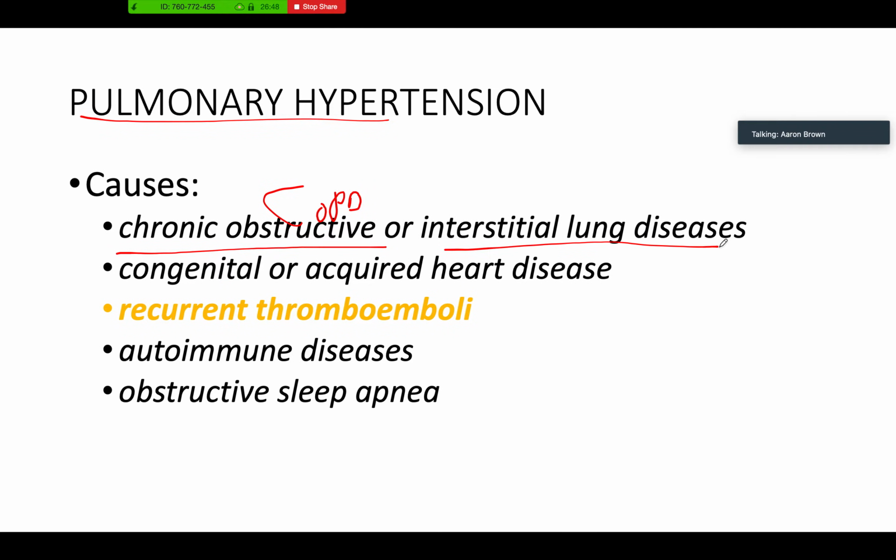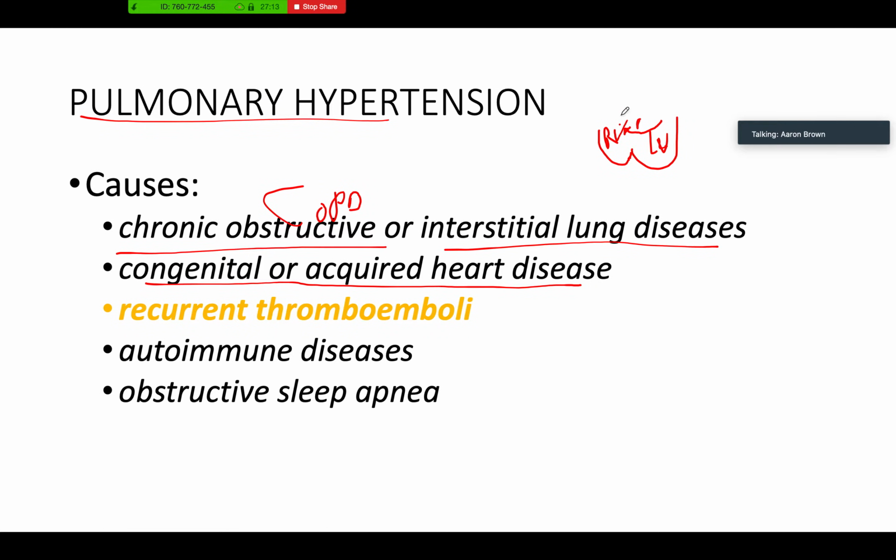Interstitial lung diseases, we can get obstruction of the arteries there. And so that's going to increase pressure. Congenital or acquired heart disease. When we have something like a VSD between our ventricles, here's our left ventricle, here's our right ventricle. Before our Eisenmenger's phenomenon, blood is going to be passing from the left ventricle to the right ventricle, okay?